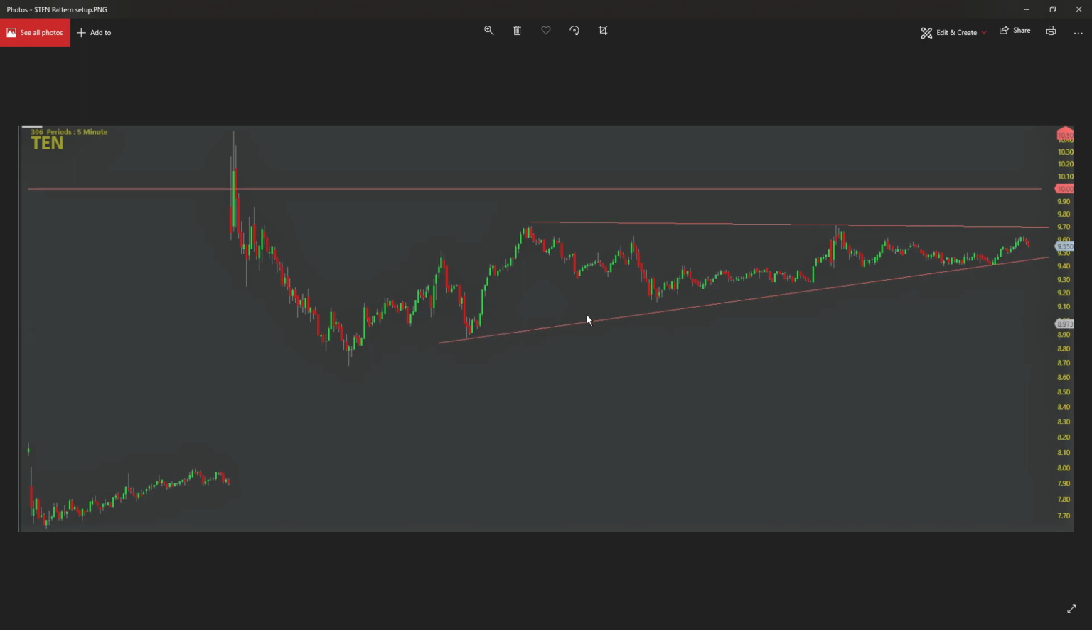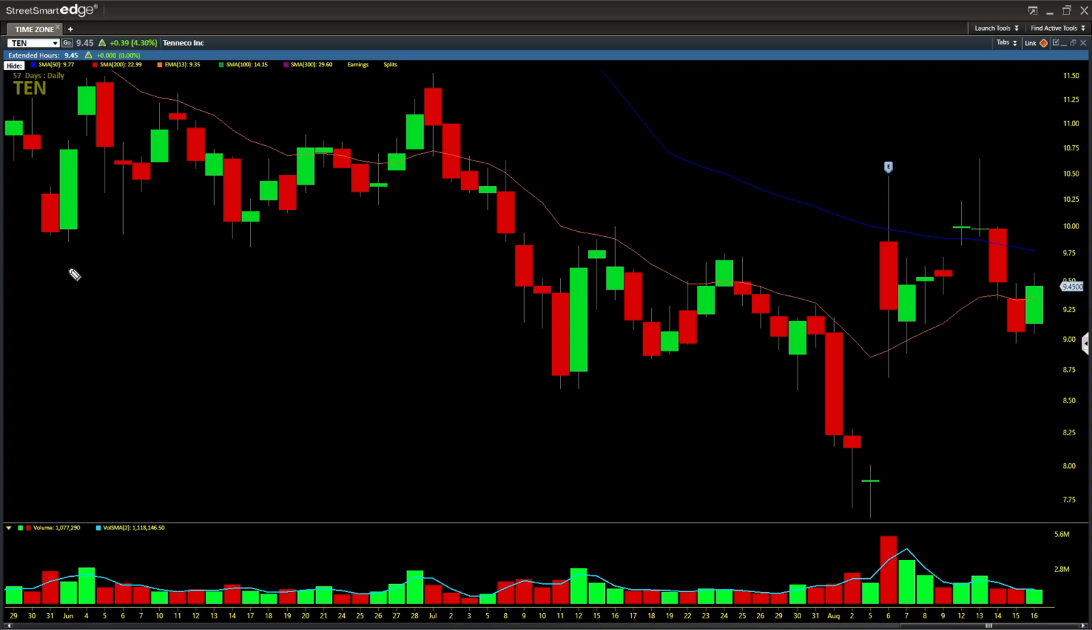It was forming this nice long ascending wedge right here from 9 up to 9.60. It kept hitting this 9.60 and coming right back down, and it just couldn't get over 9.60, 9.50. If I pull up the daily chart here on TEM, this blue line right here is the 50-day moving average. That's at 9.75.